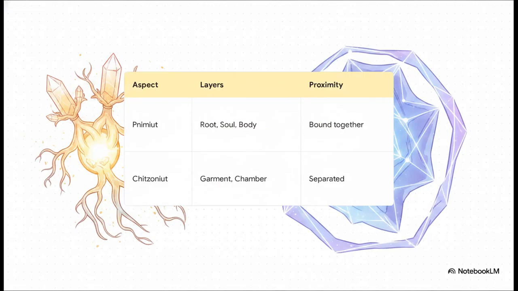Now look at how these 5 layers actually interact in terms of proximity. The inner 3 layers, the root, the soul, and the body, they make up the Panimiyut, the inner essence, and they are tightly bound together. They are totally inseparable. But the outer 2 layers, the garment and the chamber, they make up the Chitzoniyut, the outer reality. These actually separate from the inner core to become outer, surrounding environments.